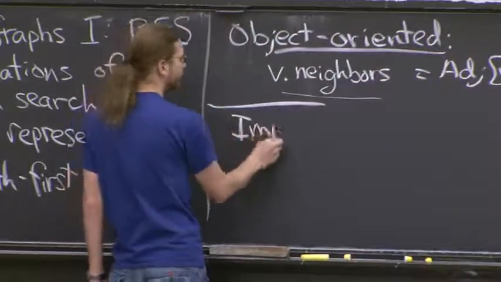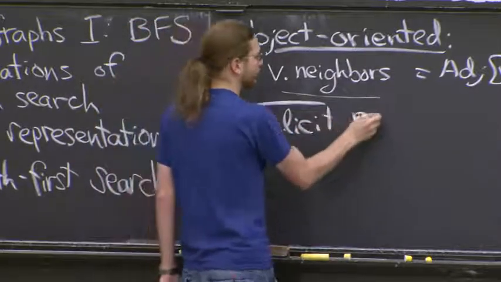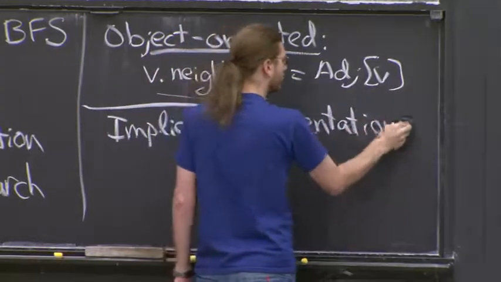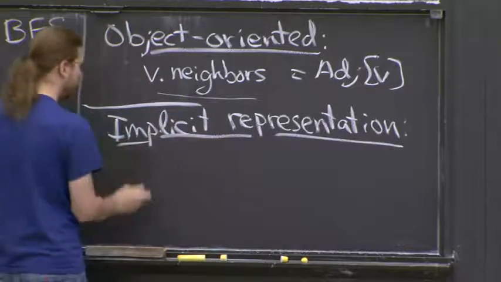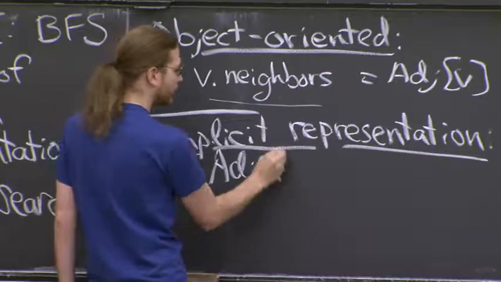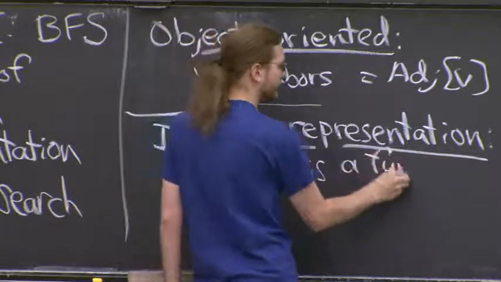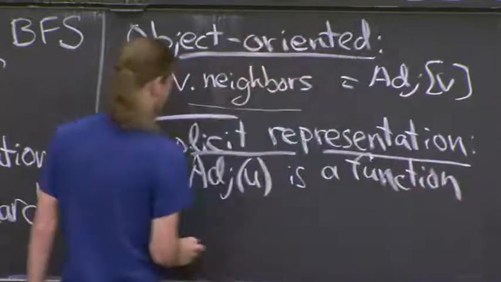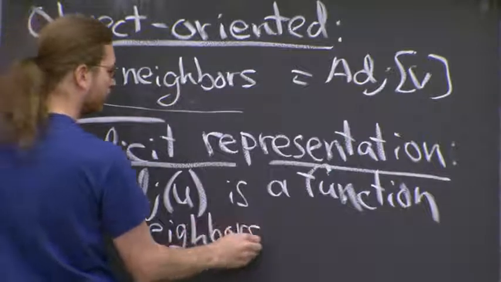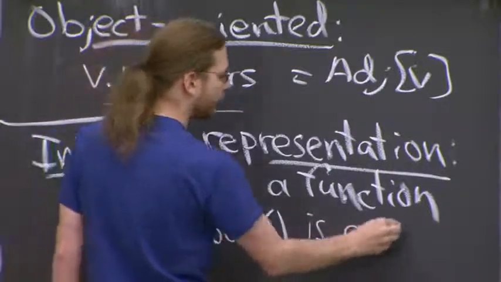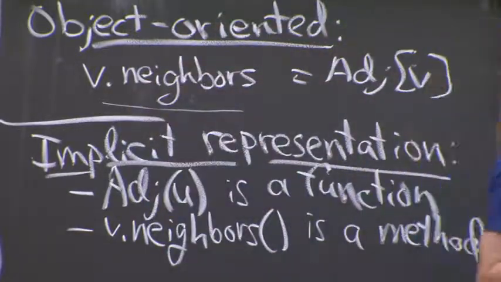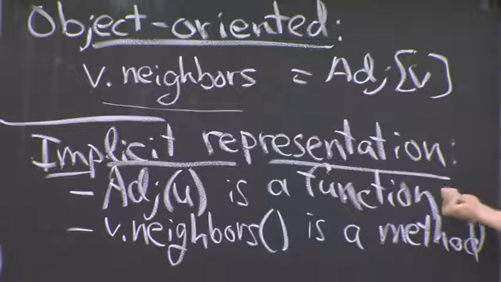You can also do implicitly represented graphs. Which would be to say ADJ of u is a function, or v.neighbors is a method of the vertex class. Meaning it's not just stored there explicitly. Whenever you need it, you call this function and it computes what you want.